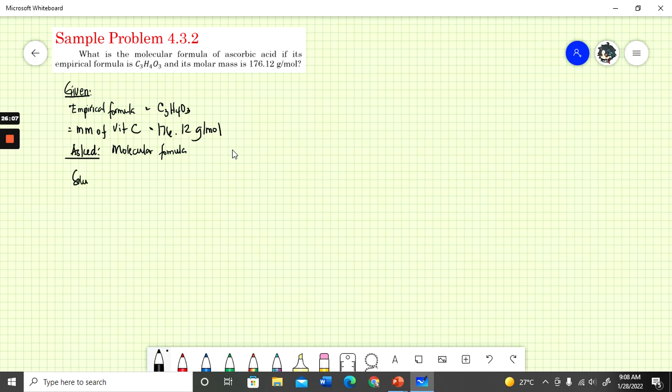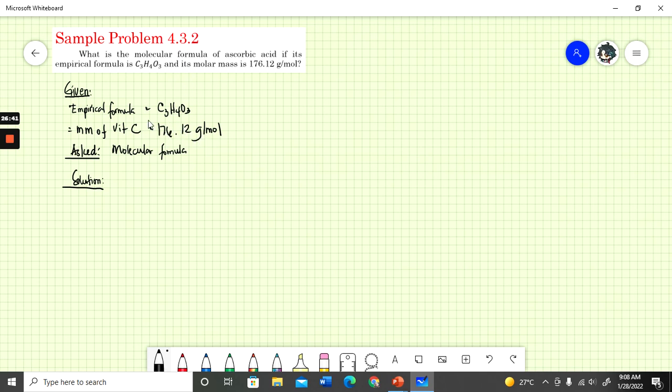Now let's go ahead into our solution. Remember from our discussion earlier, for the solution, what we want to do is first find the empirical mass, because this molecular mass right here is not the empirical mass. Empirical mass is the mass of the compound in its simplest form, in its simplest empirical formula. Molecular mass we found by looking for the mass of each individual atom in the molecular formula.